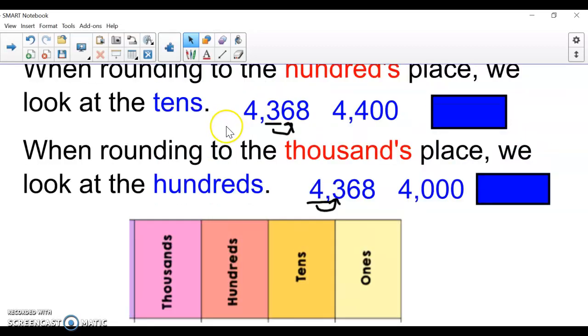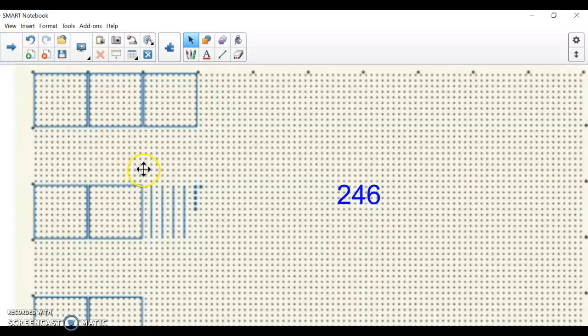Okay? And so that's one way to think of it. You can draw those pictures and you can see how much of your diagram you have. Is it closer to the next place value up, or does it go back down one below? So sometimes we want to draw these out, right? And you definitely can. And so we draw out 246.